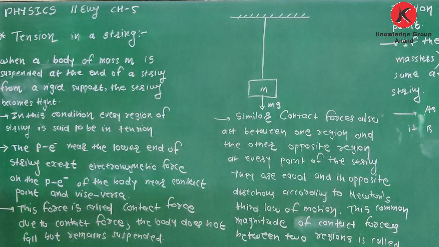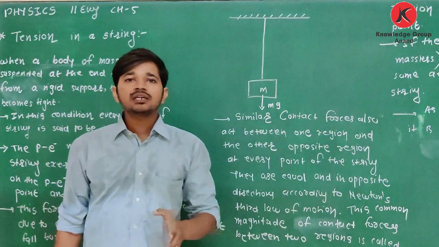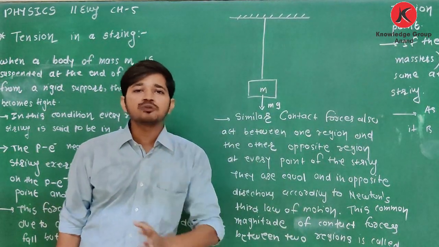So see, here it is. When a body of mass m is suspended at the end of a string from a rigid support, the string becomes tight. In this condition, every region of the string is said to be in tension. Now, what is tension? Hello students, tension is nothing but one kind of contact force.